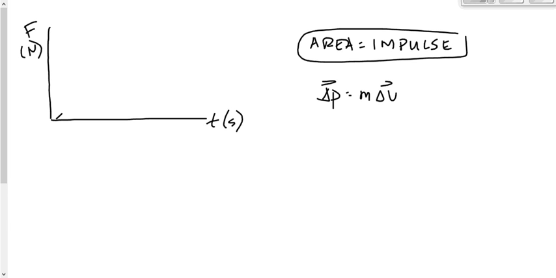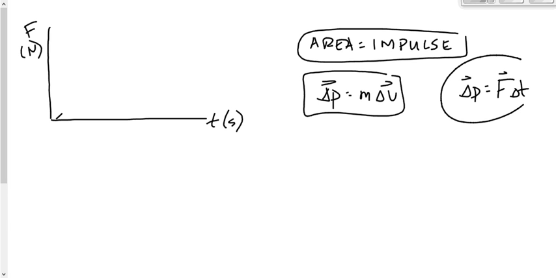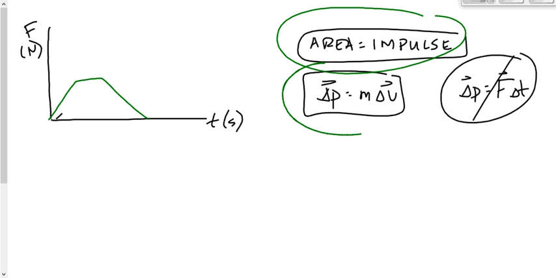Now, what other equation can I not use in conjunction with this? Yep, good. Delta P is equal to F times delta t, and that's technically correct. The problem is, if we have a graph that's force versus time, odds are we're not going to know what force to use there. Technically, it's the average force. We don't know what the average force is there, so let's just avoid using that equation entirely. This one we'll always use. This one we'll sometimes use, depending upon what we're asked to solve for.